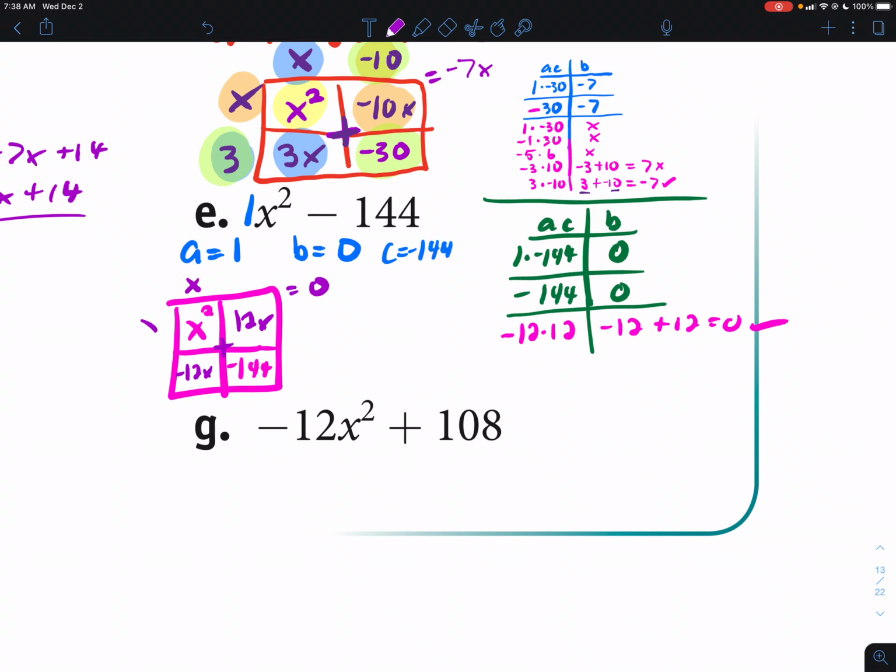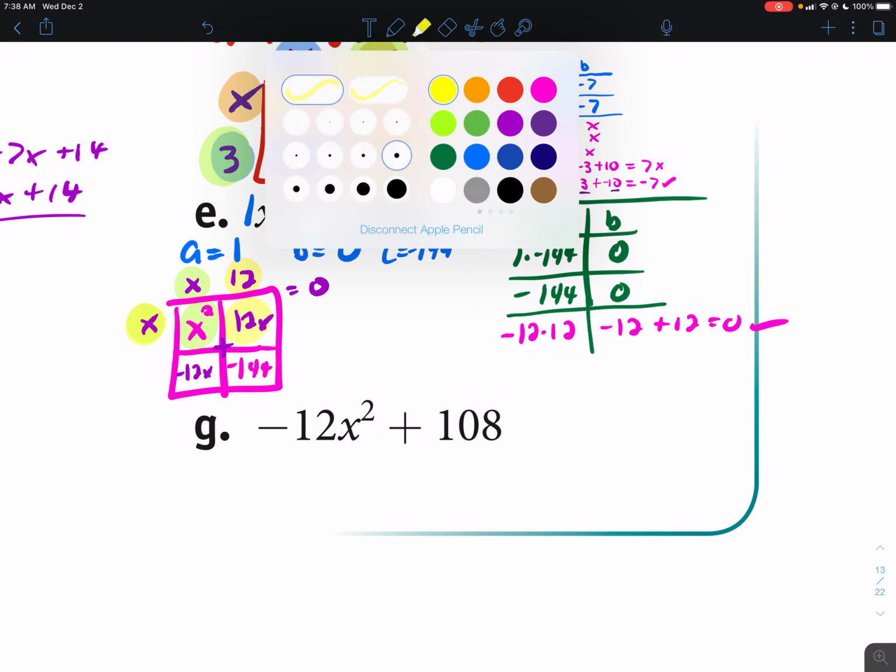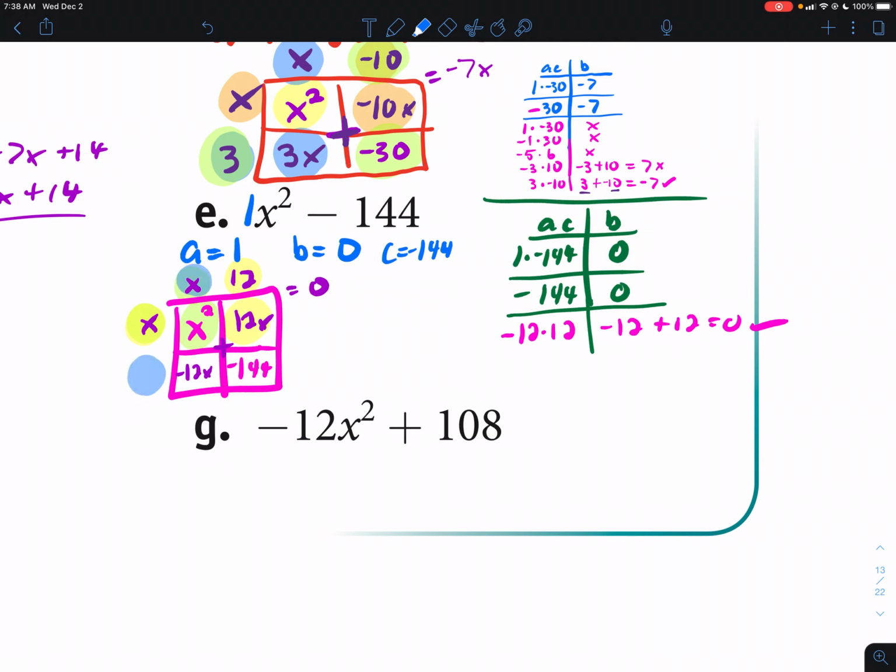The x times x gives us the x squared. And then what times x would give us 12x? Well, that would be 12. And then what times x would give us negative 12x? Well, that would be negative 12. So our answer is on the outside of the boxes. x plus 12 times x minus 12. That's our answer.